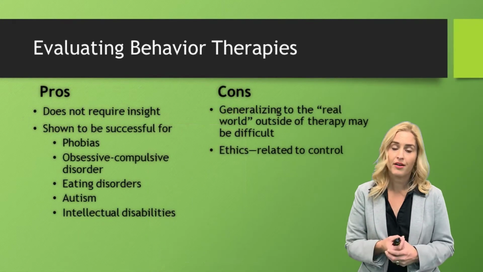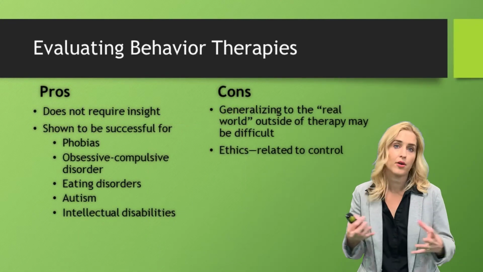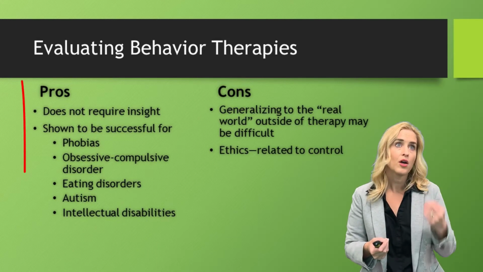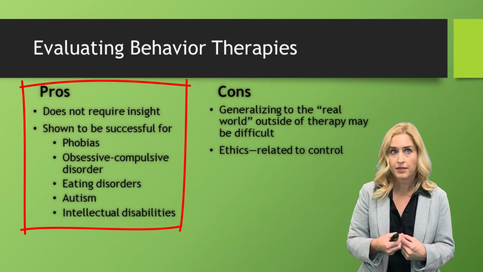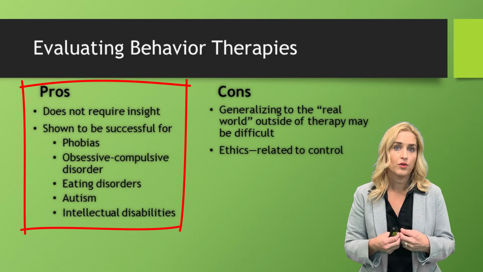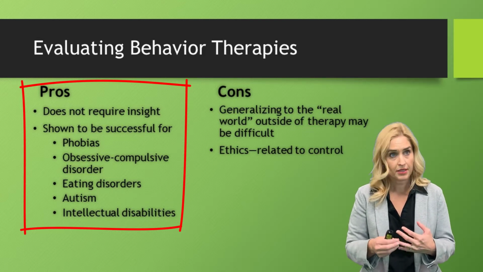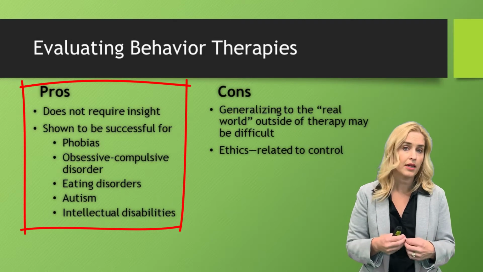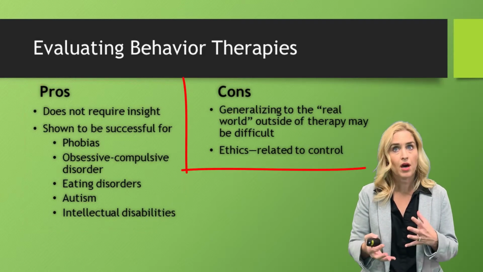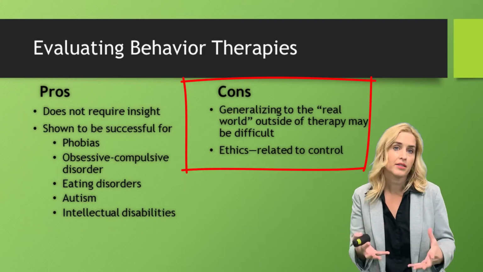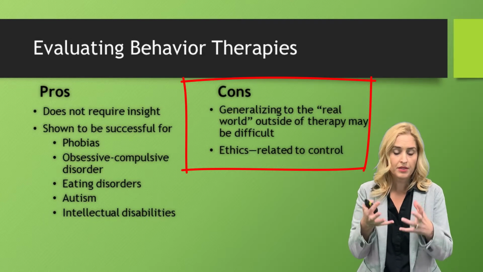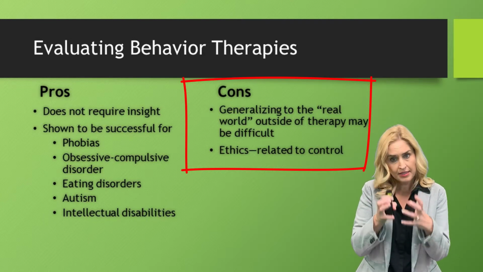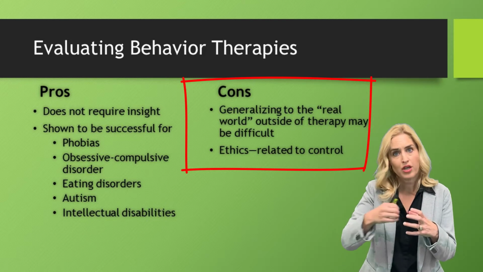So there's pros and cons to behavior therapy, just like there are with all therapies. The pros, it doesn't require insight. It's shown to be successful for things like phobias, obsessive compulsive disorder, eating disorders, autism, and intellectual disabilities. Some of the cons, how do we generalize this to the real world? If I'm in this therapeutic setting and it's safe in here, how do I generalize this?